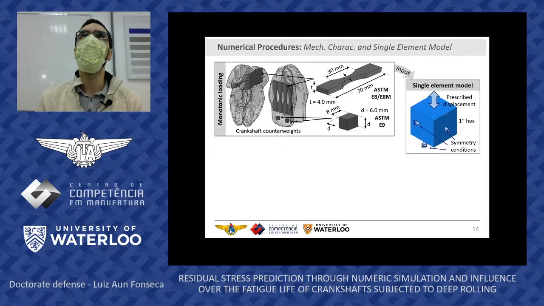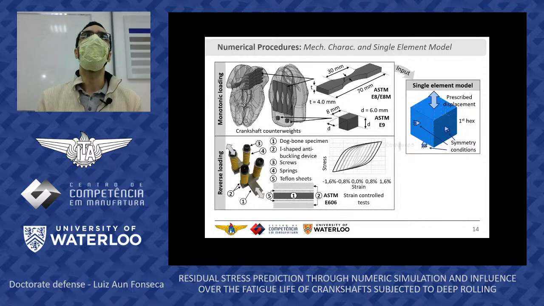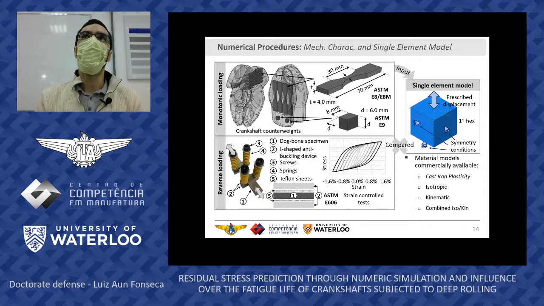a single element model, and the name already says it. It's a single hexahedron element with a prescribed displacement exactly the same as the one that we have done with strain-controlled reverse loading tests. So we compare these two, the results from experiments with simulation by changing some of the material models that are commercially available at Abaqus, such as cast iron plasticity, isotropic, kinematic, and also a combined isotropic kinematic model.